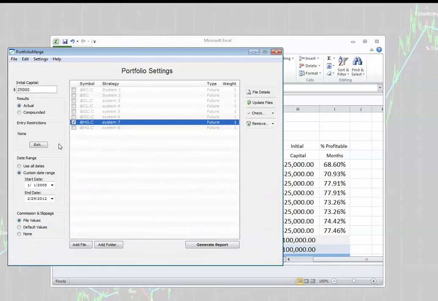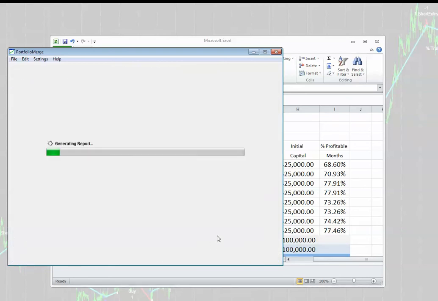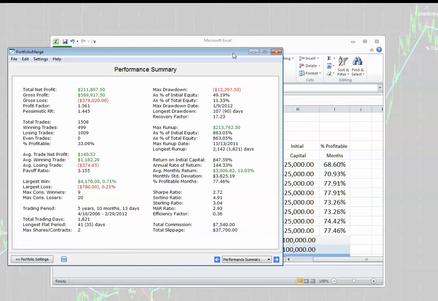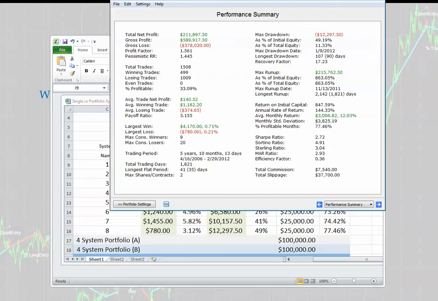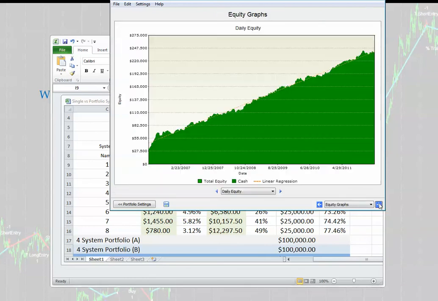All right, now let's go to system 8. Generate the report. If I can move this so we don't have to move it as much. Here we have $780 as a max loss, $12,297 as the max drawdown, which is here, and 77.46% profitable months. Let's take a look at the equity curve for this system.